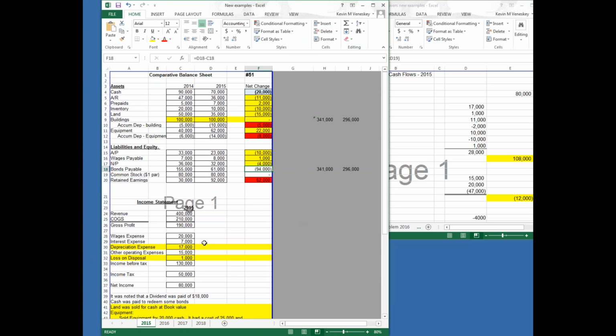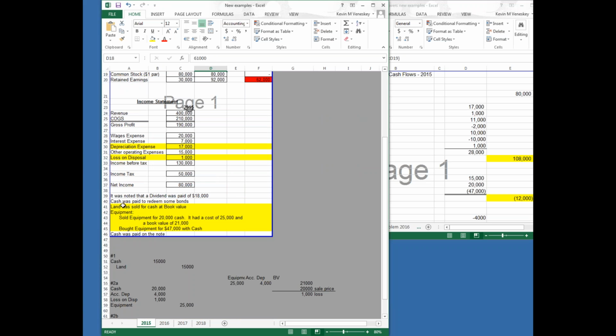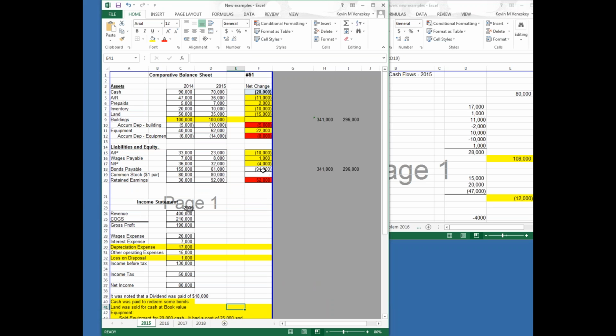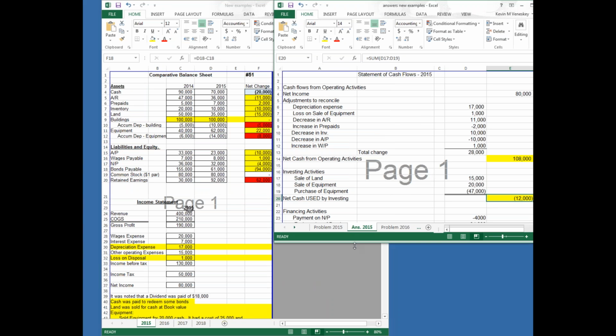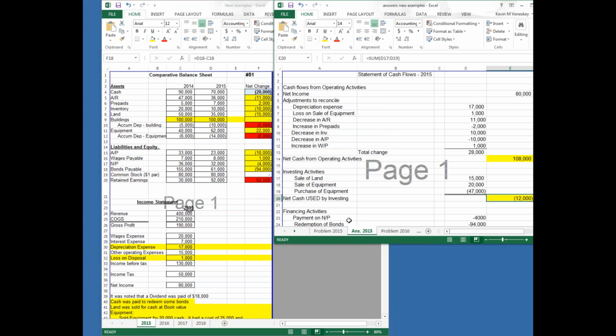Bonds went down, so that's just like a mortgage. Think of it like a mortgage. Bonds went down, way down. So that means I paid it off. Let's check my notes. Yep, I sure did. It says cash was paid to redeem some of the bonds, to buy them back, or to pay them off. So this $94,000, well, I spent money on a payment of the bond. You could say payment on bonds, or in this case I put redemption just because that's what I put in my wording on the example.